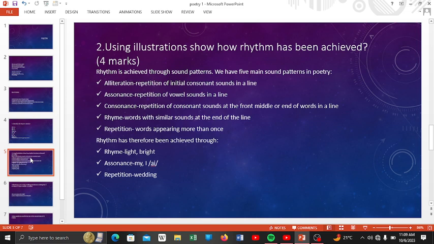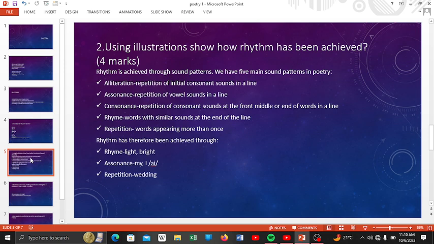Okay, so therefore in the poem, rhythm has been achieved through rhyme, obviously. So we have light and bright, and then assonance. So we have my and I. So somebody would be wondering why? Why my when Y is a consonant?